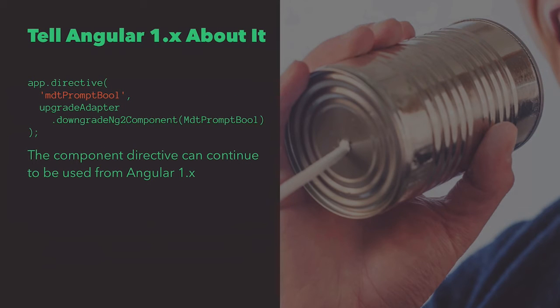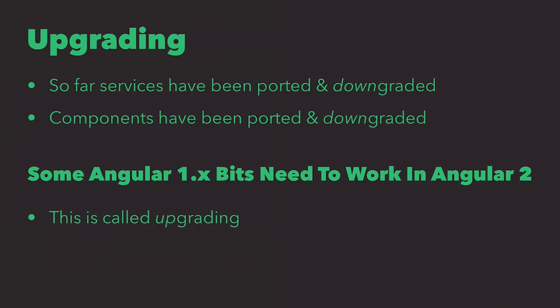Once you have the class, you just need to tell Angular 1.x about it for components. And all that is calling the directive method, putting in the selector, and this has to be in the Angular 1.x camel case format, and then calling upgradeAdapter.downgradeNg2Component, and then passing in your component class. And now you can use this directive in all of your Angular 1.x code, and you can use it in your Angular 2 code.